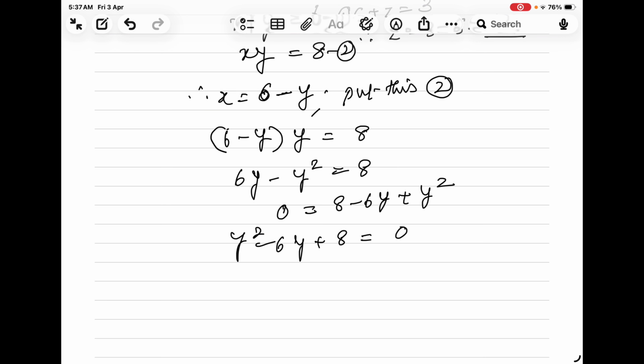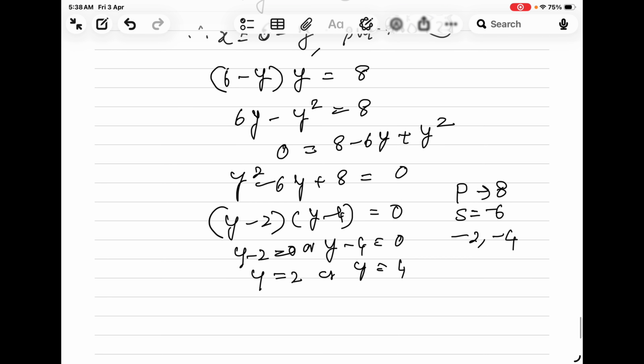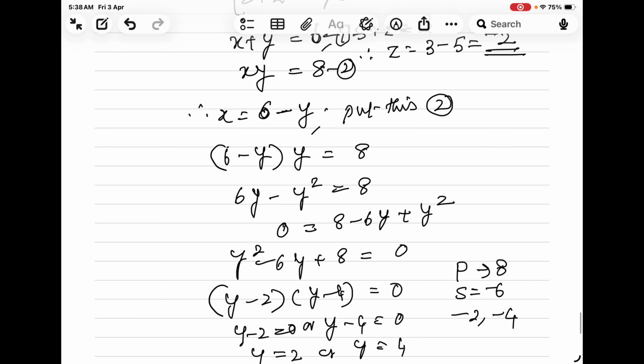So we want to factorize this, that is splitting the middle term. Product 8 and sum negative 6. Therefore the numbers are negative 2, negative 4. So (Y minus 2) into (Y minus 4) equal to 0. That is Y minus 2 equal to 0, or Y minus 4 equal to 0. So Y equal to 2 or Y equal to 4. So we get two values for Y, 2 and 4.